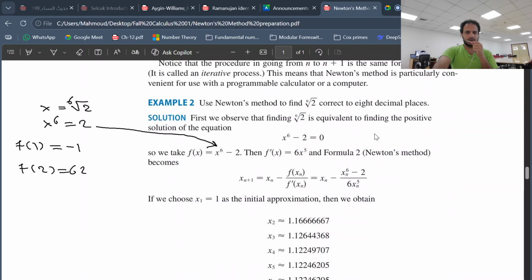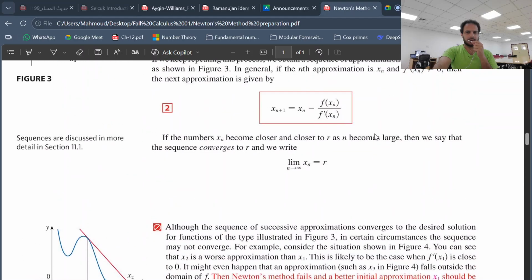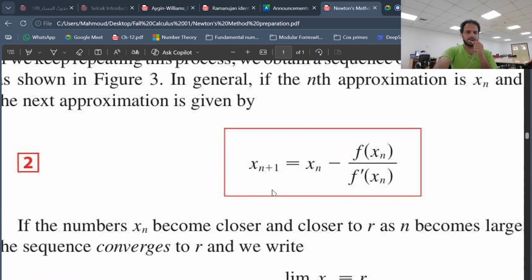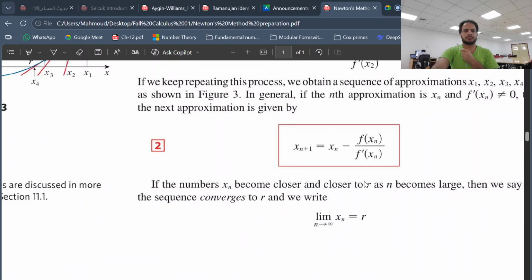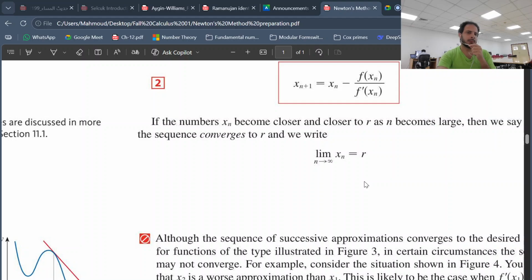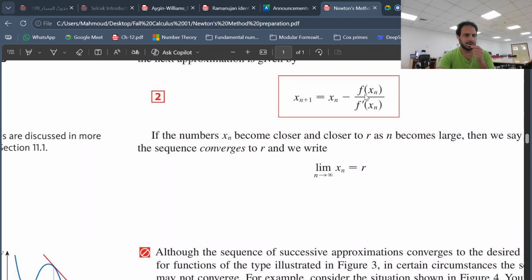But let me remind you, Newton's method is this one. We have this formula: x_{n+1} equals x_n minus f(x_n) over f'(x_n). Okay? But first you need to choose x1. You need to choose x1 close enough to r, the solution we want, and you also need to find the function if it's not given.